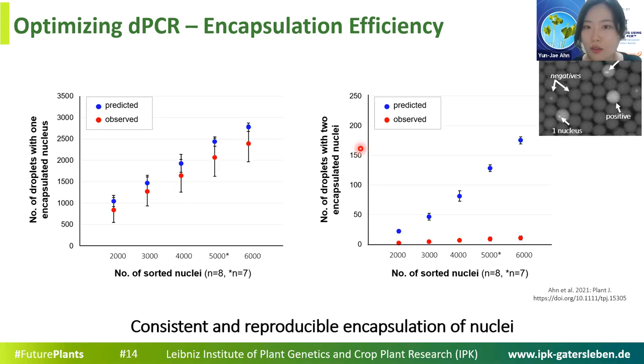Another interesting thing was that while we were checking our droplets in Crystal, we observed that some droplets are accidentally encapsulating more than one nucleus. It could be 2, or it could be 3 in one droplet, but 3 or 4 nuclei in one droplet is very, very rare. It's almost non-existent. So I counted the number of droplets that had 2 nuclei encapsulated, and also compared that with the predicted number of droplets that could encapsulate 2 nuclei. Again, the actually observed number of droplets with 2 encapsulated nuclei was drastically lower than the predicted number.